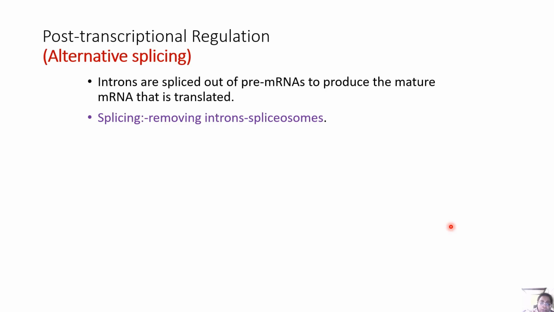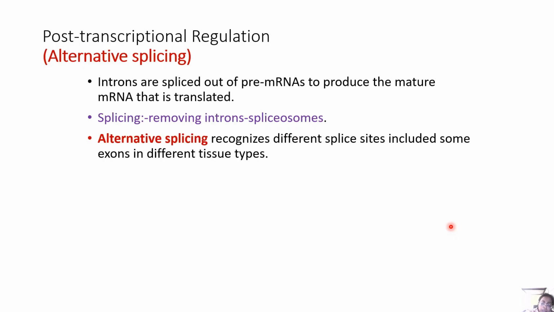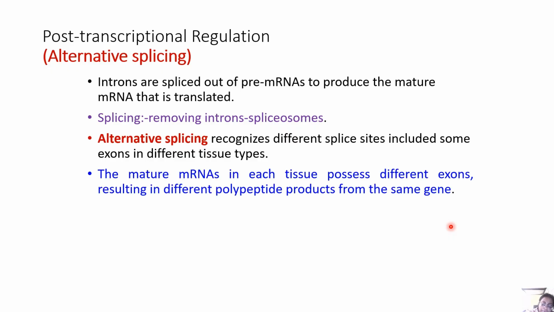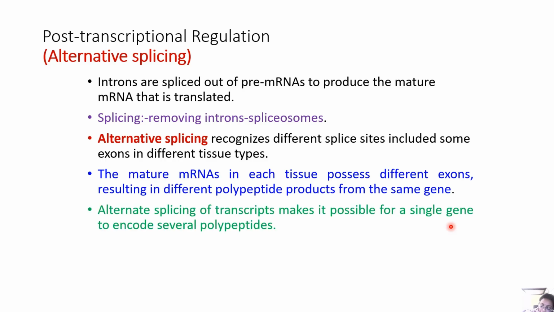Now, if we talk about post-transcriptional regulation or alternative splicing, introns are spliced out of pre-mRNAs to produce the mature mRNA that is translated. Splicing means removing introns using spliceosomes. Alternative splicing recognizes different splice sites, including some exons in different tissue types, and the mature mRNAs in each tissue possess different exons, resulting in different polypeptide products from the same gene.